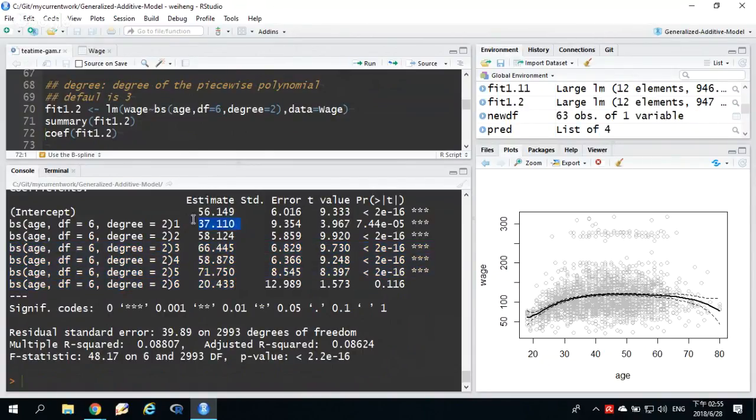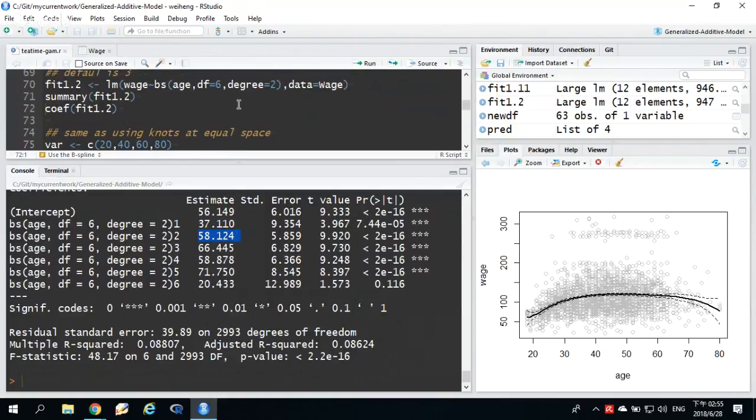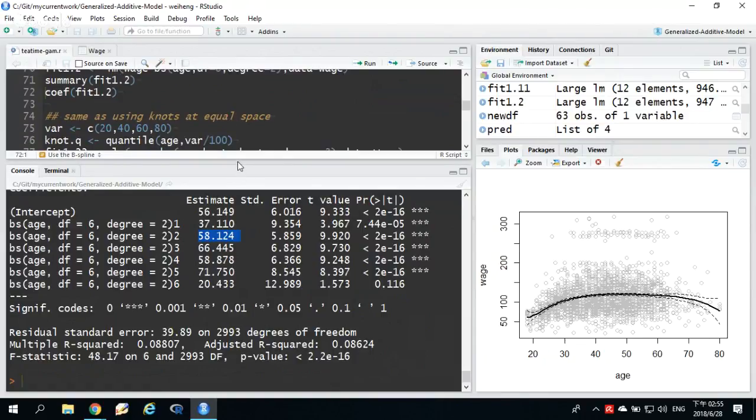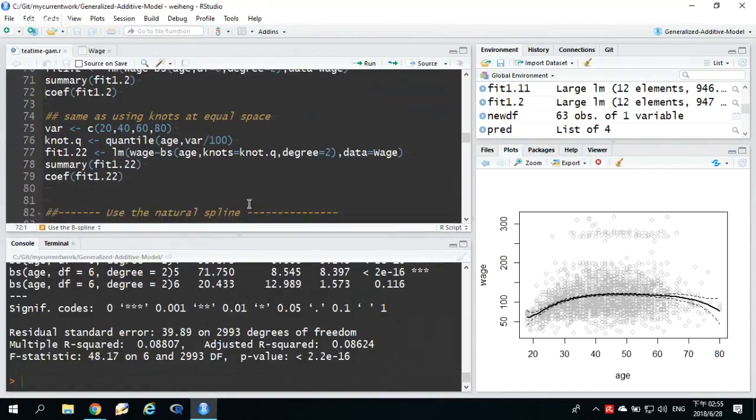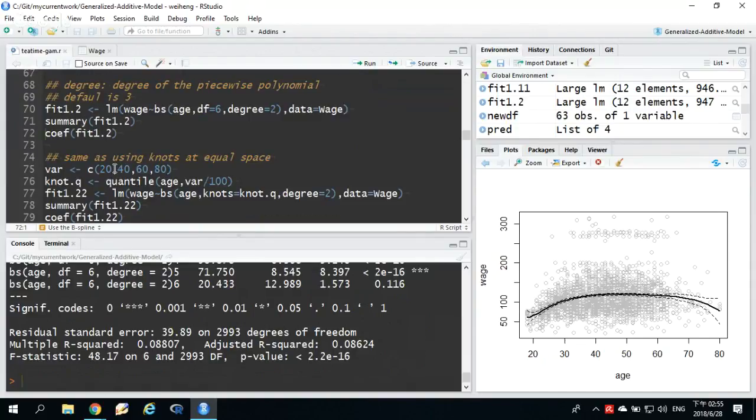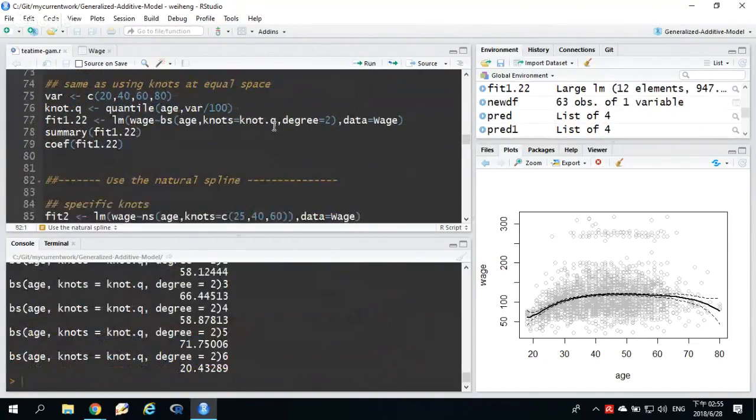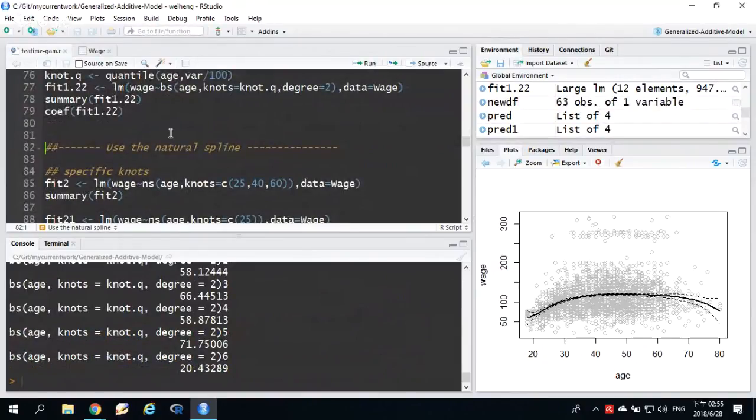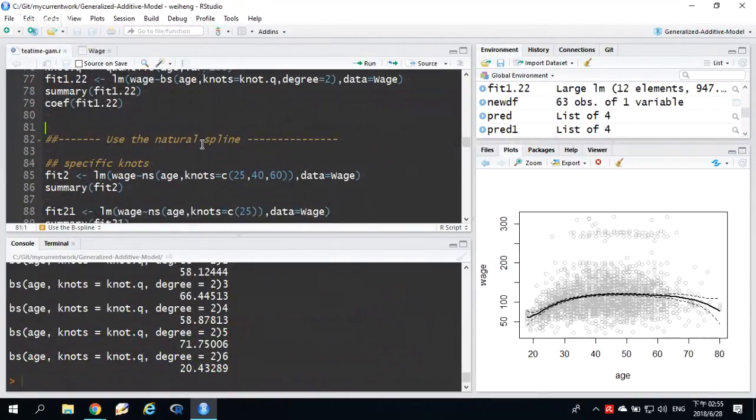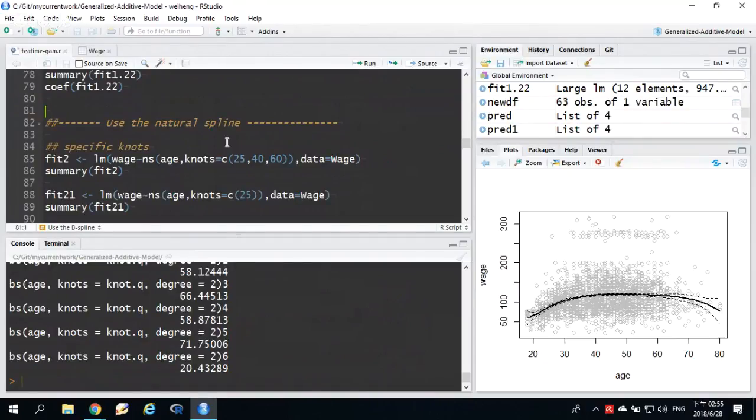And this will be the linear term and quadratic term. And also you can choose the same way, using specific knots at the 20, 40, 60, 80 percentile, and it will show the same result. Okay, so the next thing is the natural spline. We use the NS. The same way, we can put the knots at specific values, and you can see.